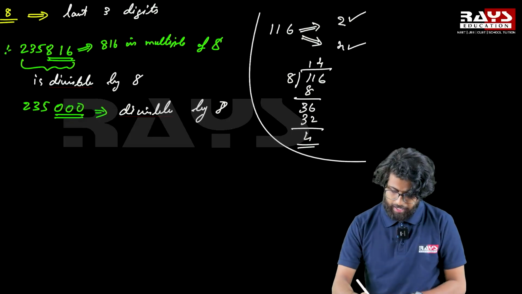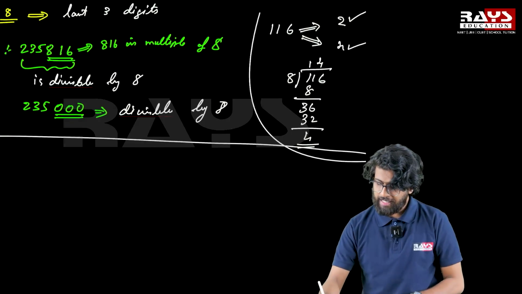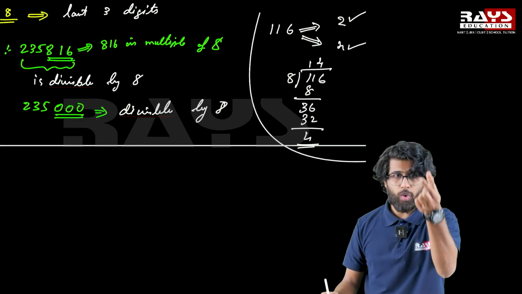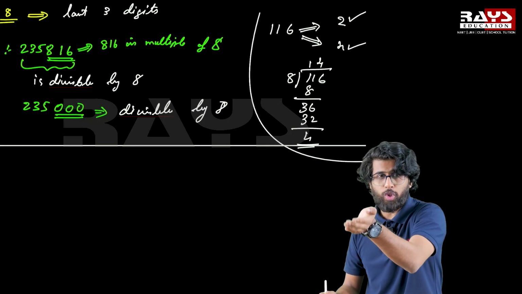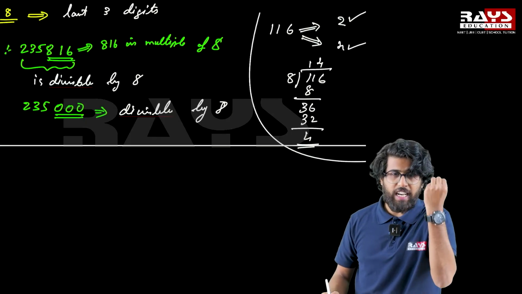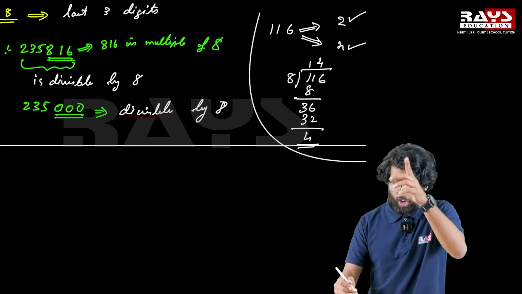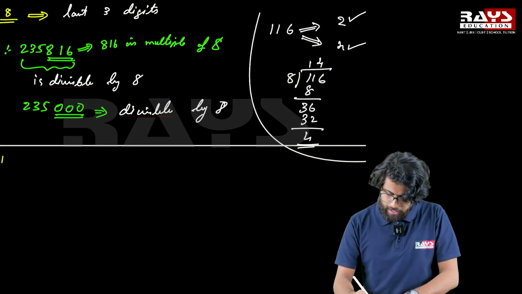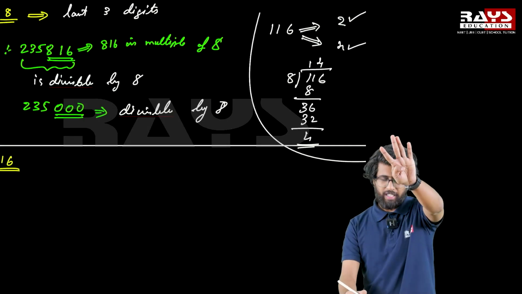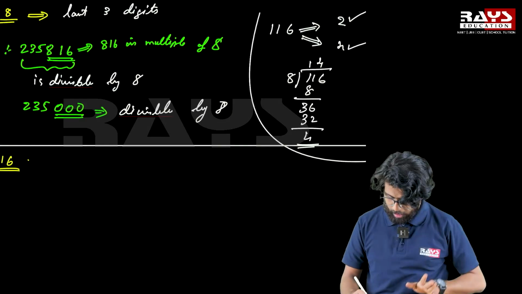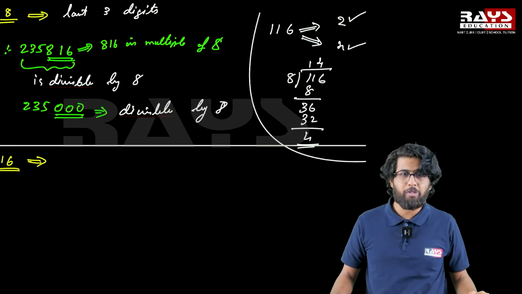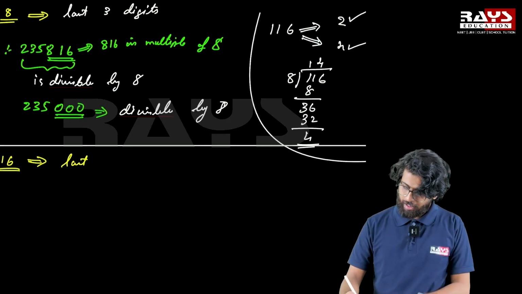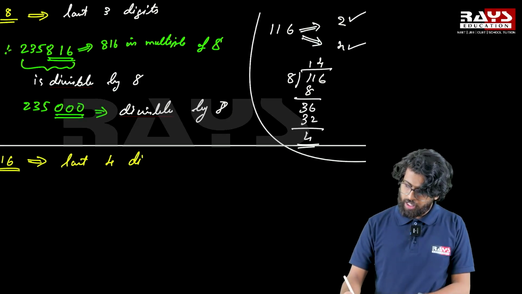Moving on to the next, that is 16. We started with 4, where we took the last 2 digits. Then we moved on to 8, where we took the last 3 digits. Moving on to 16, you might have already guessed it: take the last 4 digits, guys. I don't have any other rules to show you. In fact, you have to check the last 4 digits here.